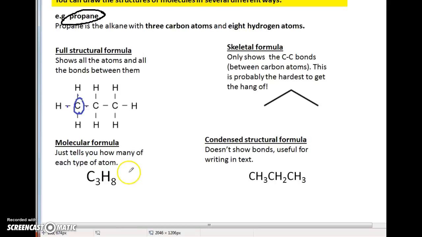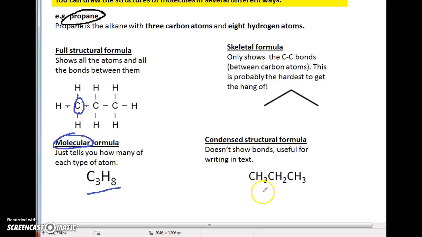Now the molecular formula of propane is C3H8. So it's important to remember this term, molecular formula. That simply tells you the number of carbons and the number of hydrogens in the formula. So 3 carbons, 1, 2, 3, and 8 hydrogens, 1, 2, 3, 4, 5, 6, 7, 8.